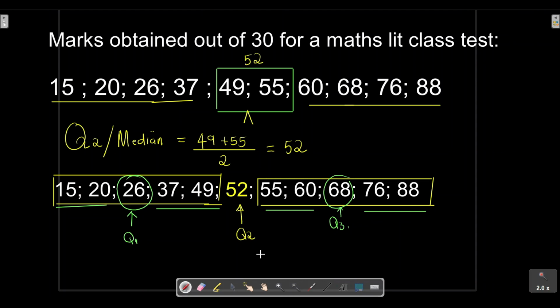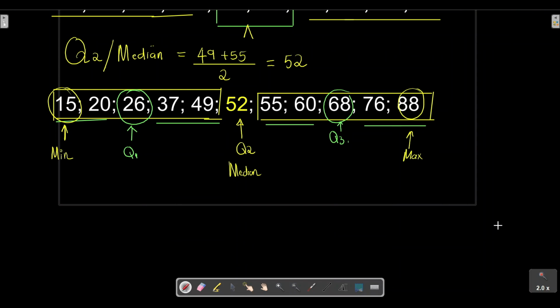So this is how you go about finding your minimum, your maximum, your Q1, Q2, and Q3. Q2 is also called your median. All right, so that is how we find our 5-number summary.